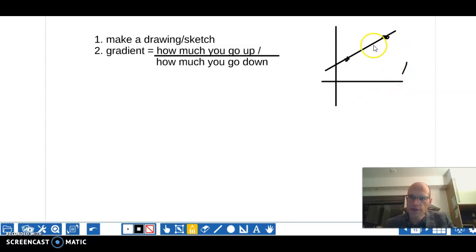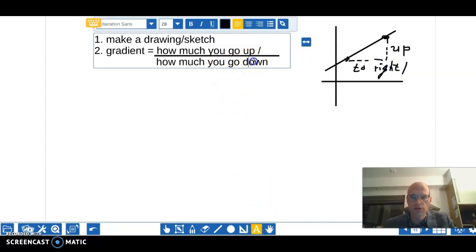You first have this part up and then to your right. Sorry, you go up divided by how much you go to the right.